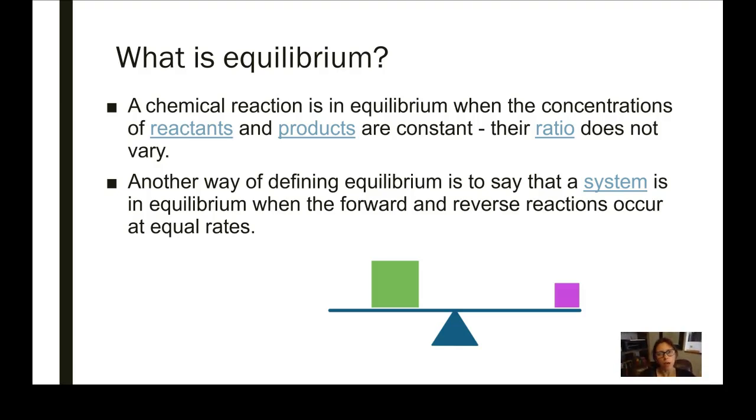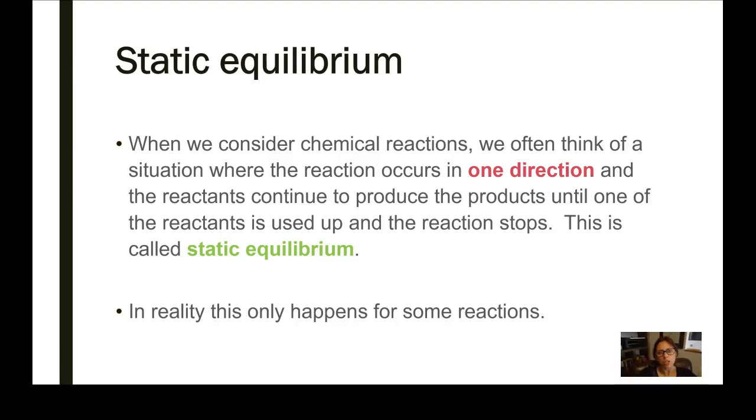So that's where it's important that we look at the mole ratios on the reactants and the product side of the equation. So when most people think of equilibrium, they think of a balance, like a seesaw, where both sides of the equation or both sides of the seesaw are balanced. So what's happening there is the forward reaction is happening at the same pace as that of the reverse reaction. So many of the reactions you've looked at to date have been static equilibrium. And when we do that, we often think of a reaction that's just going in one direction, and the reactants continue to produce the products until all the reactants or the limiting reagent has been used up.